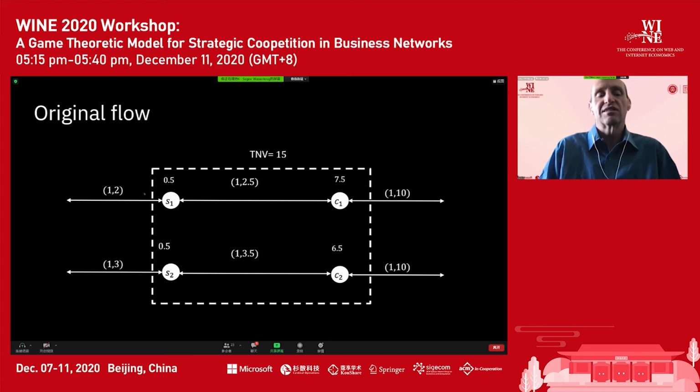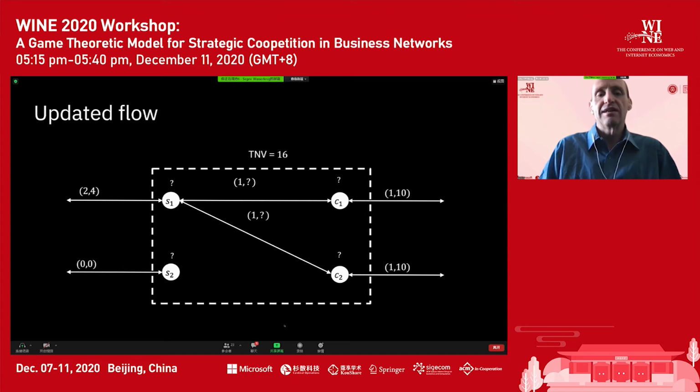For S1, the transportation cost is 2, the second number here. And for S2, the transportation cost is 3. And here, the total TNV is 15. And we can see how this is divided: C1 gets 7.5, S1 gets half, C2 gets 6.5, and S2 gets 0.5. But we also showed a second flow where we get a greater TNV.